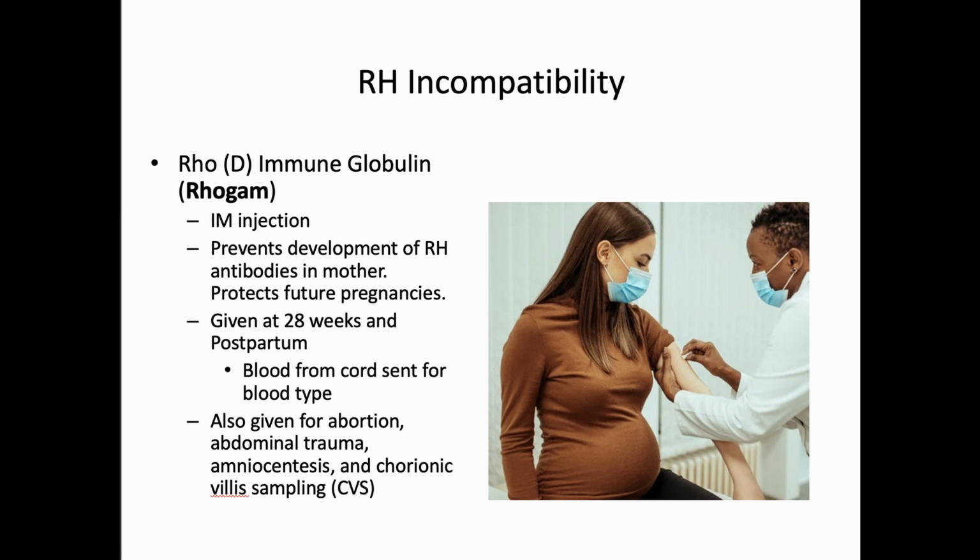So 28 weeks and postpartum, but we're also going to give it for other special reasons, which would be if mom has a miscarriage or an elective abortion, doesn't really matter. We're going to give it, again, to protect the next pregnancy. Any kind of abdominal trauma, like a car accident, we're giving them RhoGAM just in case there's a little bleed somewhere. Amniocentesis and chorionic villus sampling, because it's a puncture and blood may mix, they're going to get RhoGAM.